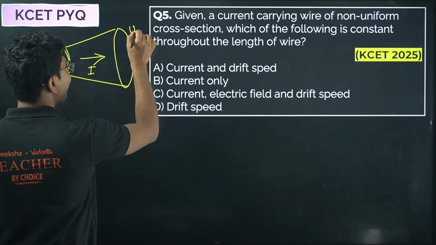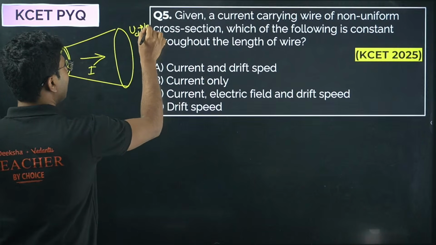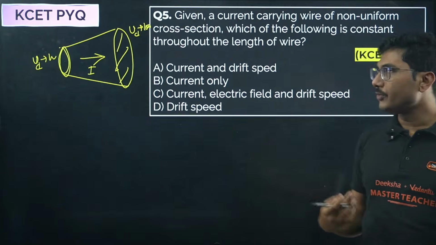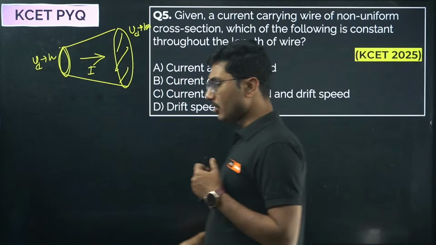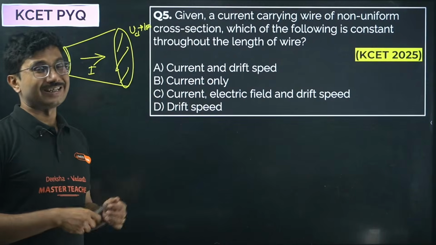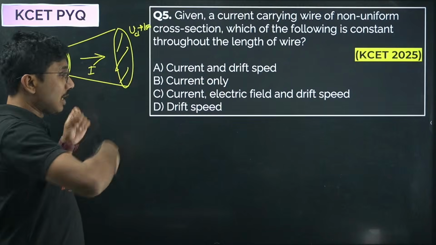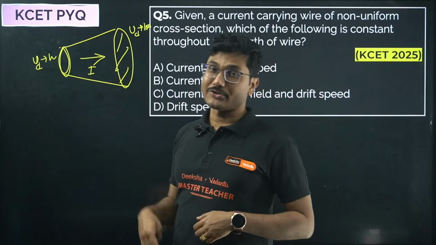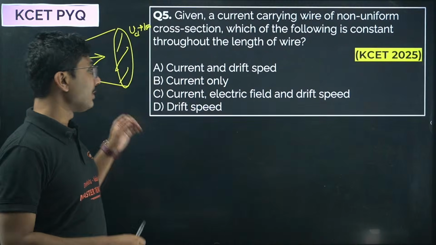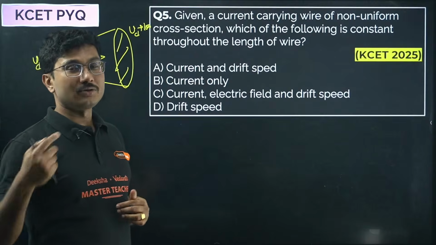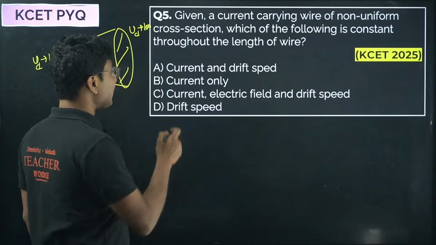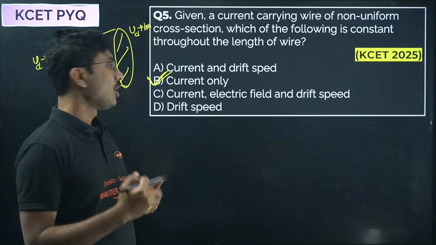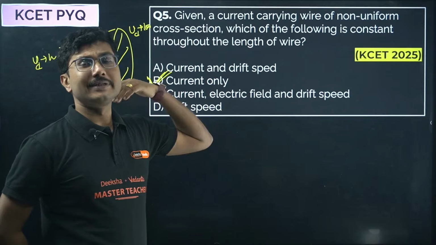Drift velocity varies with area. So if the cross section of the conductor is not uniform, only current will be constant. Electric field will also change, because electric field depends on the area of cross section, that can also be determined. So even electric field is not constant. So the only thing that is constant is current. Drift speed is definitely not constant.